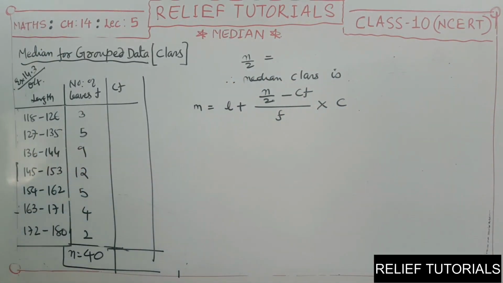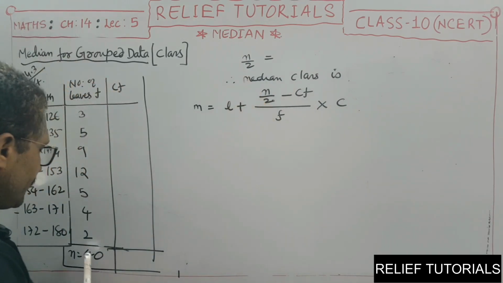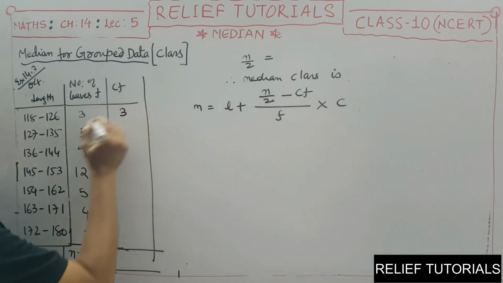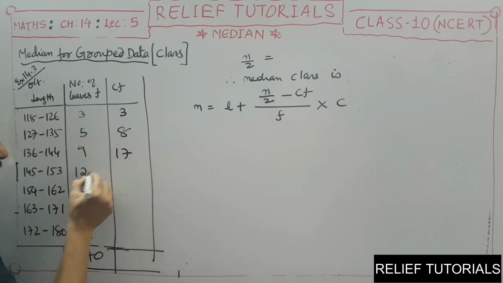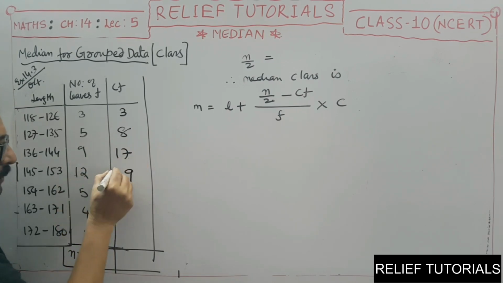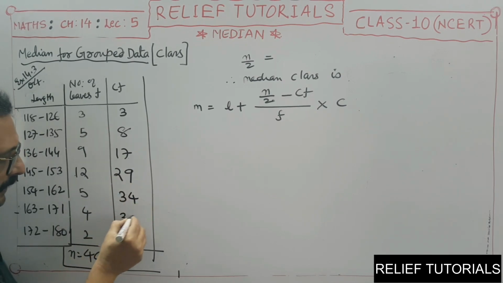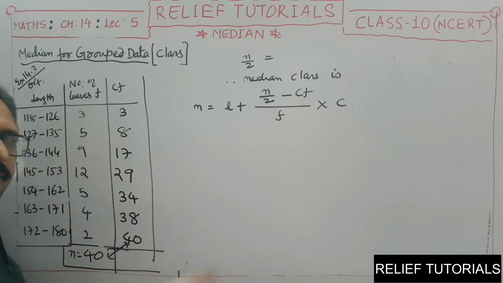I told you median deals with the middlemost observation, so n by 2. So for that we find the cumulative frequency. 3 plus 5, 8, plus 9, 17, plus 12, 29, plus 5, 34, plus 4, 38, plus 2, 40. So this will always match with n, so our cumulative frequency is right.